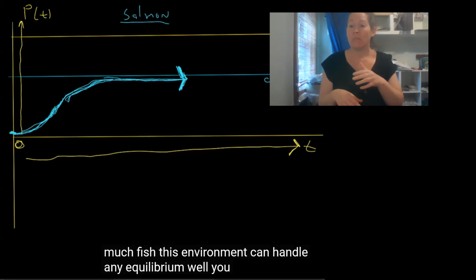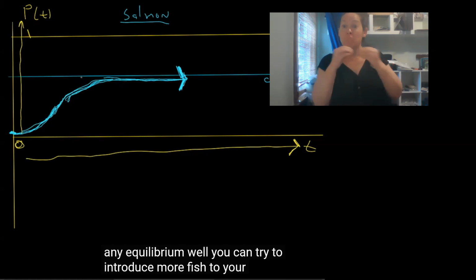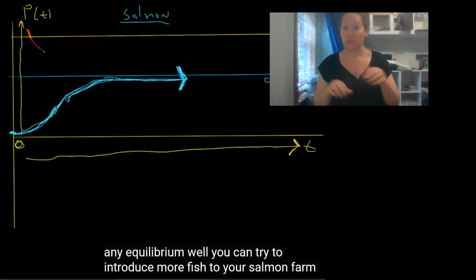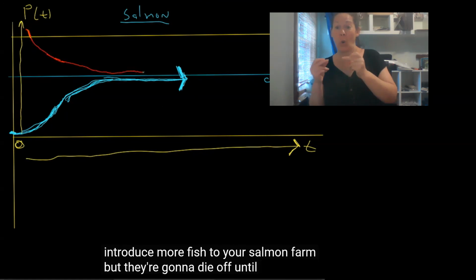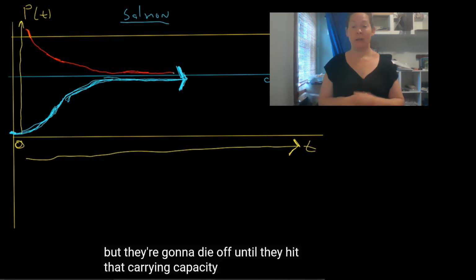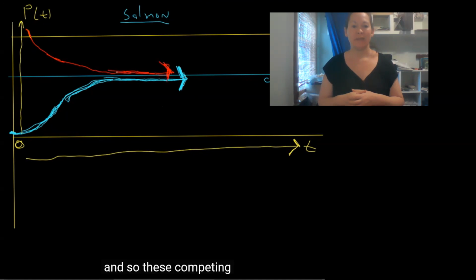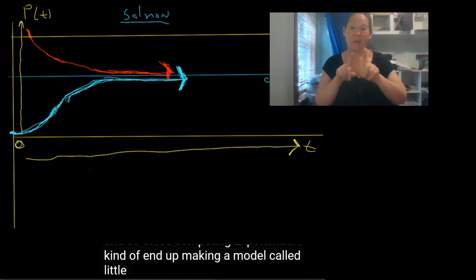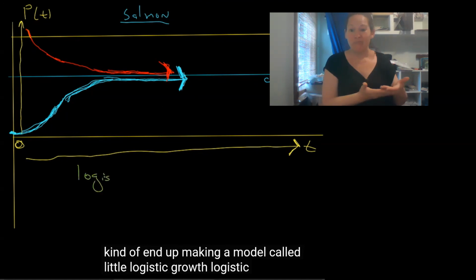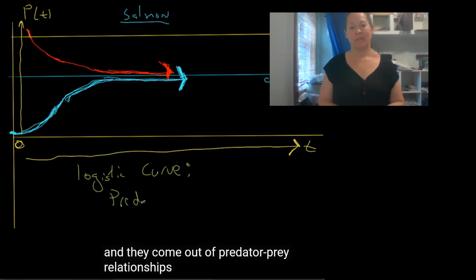Well, you can try to introduce more fish to your salmon farm, but they're going to die off until they hit that carrying capacity. And so these competing exponentials end up making a model called the logistic curve. And they come out of predator-prey relationships.